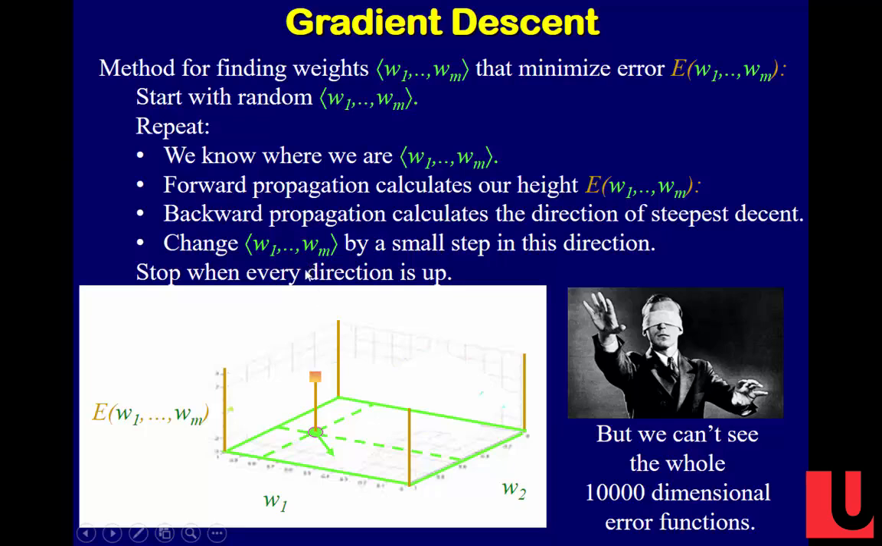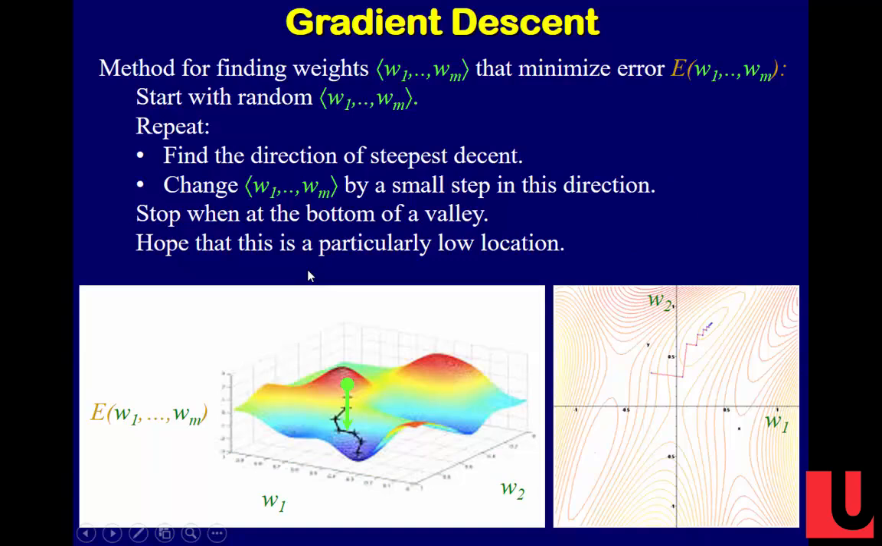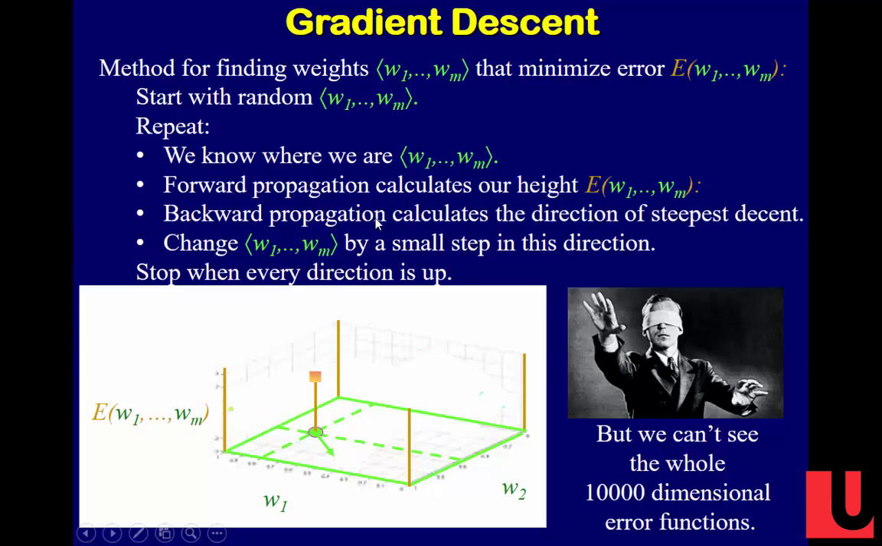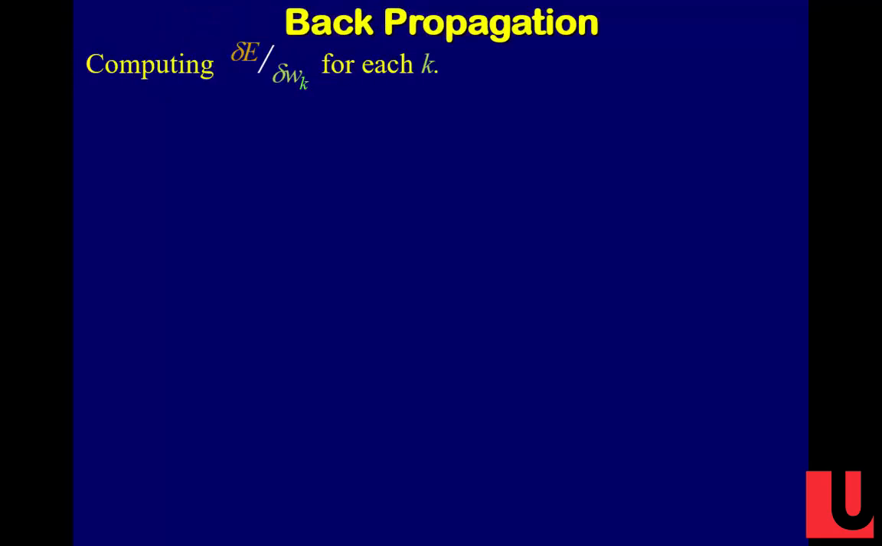And when do we stop? We could say you stop when you're at the bottom of the valley. What does that actually mean? You stop when it looks like every direction is up. When you backpropagate, you look for the direction of steepest descent. All right, so I made new slides, which are what I want you to know about backpropagation.